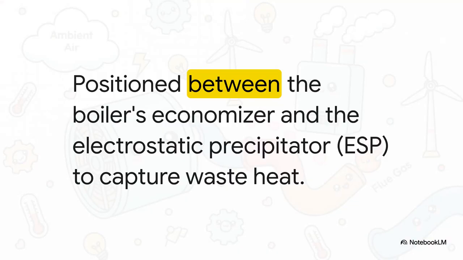Now, its location is absolutely critical. You'll find the APH sitting after the boiler's economizer, which is busy preheating feed water, but before the electrostatic precipitator, or ESP, which cleans up the exhaust. This spot makes it the last major stop for heat recovery before the emissions equipment takes over.